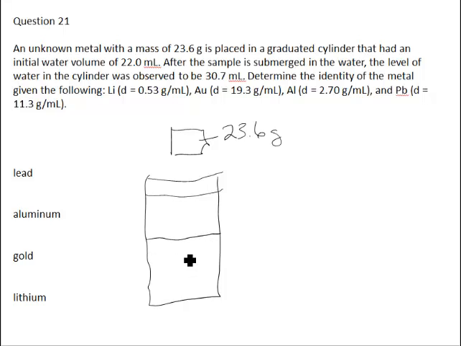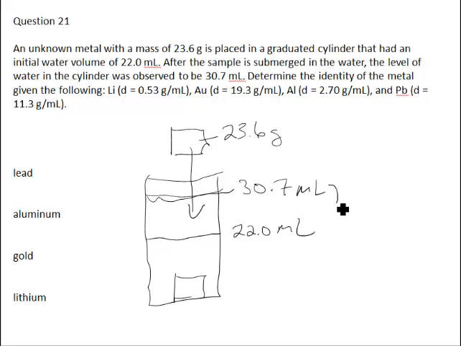Well, there's my water level, right? And that water level says it is 22.0 milliliters. Now I drop this down into my cylinder, boom, sits down the bottom, and that displaces the water. It makes it rise to a new level, and that new level is 30.7 milliliters. Now the cause of that change is due to the volume occupied by that unknown metal.